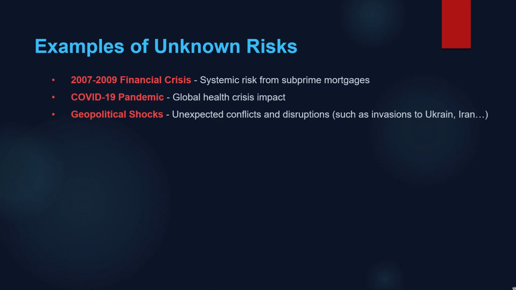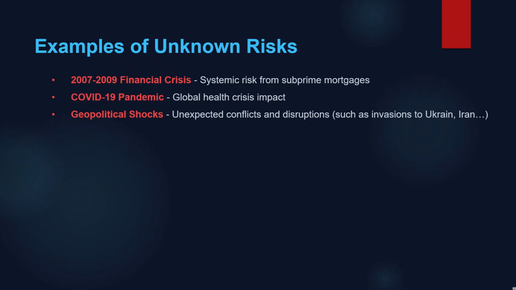Geopolitical shocks like unexpected conflicts and disruptions represent another category. These events have far-reaching economic consequences through energy prices, trade disruptions, financial sanctions, and market uncertainty. The lesson from this example is humility. No matter how sophisticated our models, we cannot predict everything.